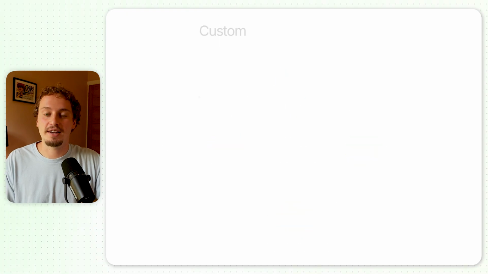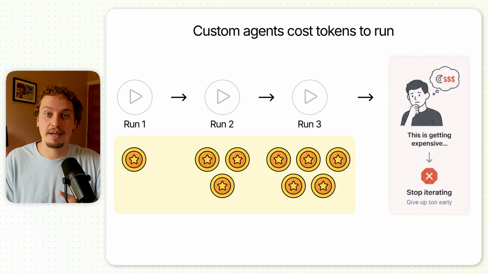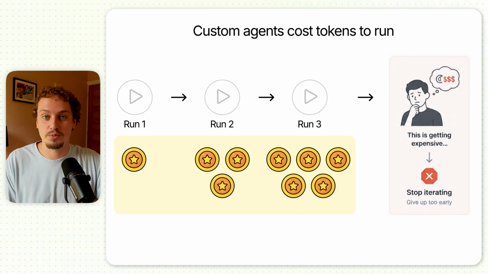The issue is that custom agents cost tokens to run, and people are obviously reluctant to keep spending on something that doesn't feel like it's working yet. So the approach I'm about to show you in the next part of this video is specifically designed to overcome all three of these mistakes before you ever build the agent itself.